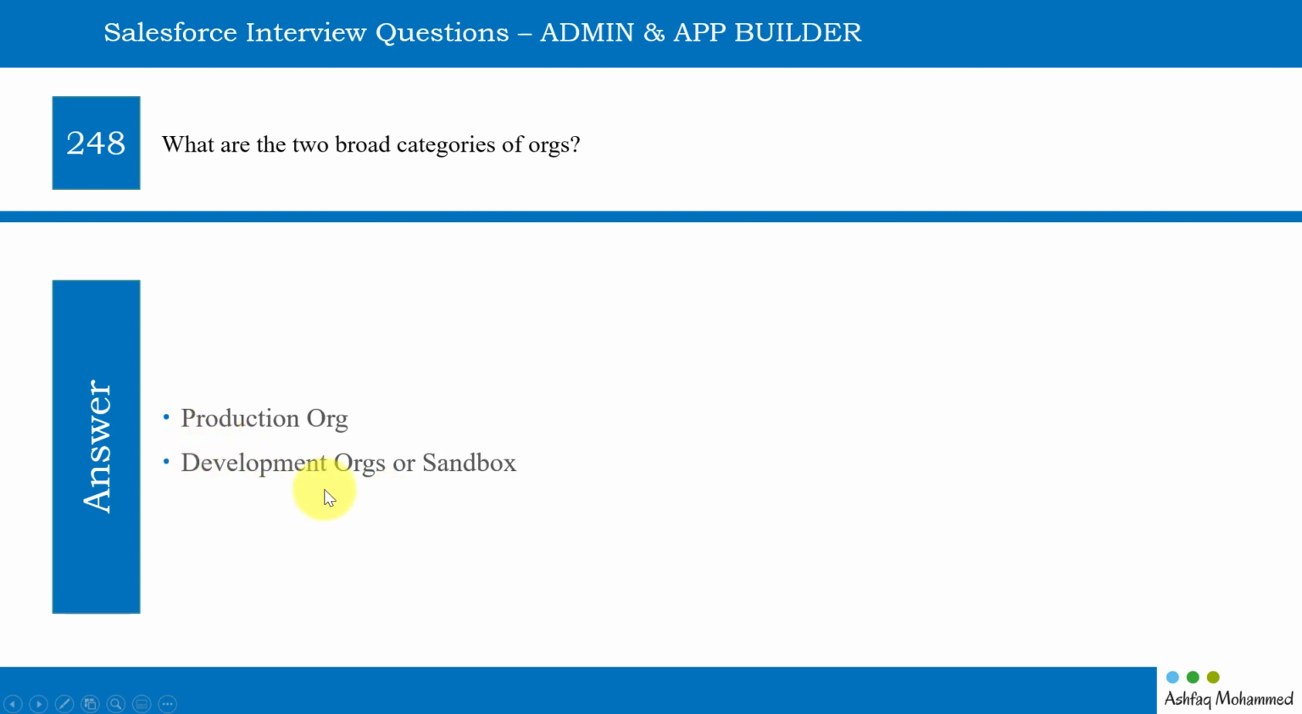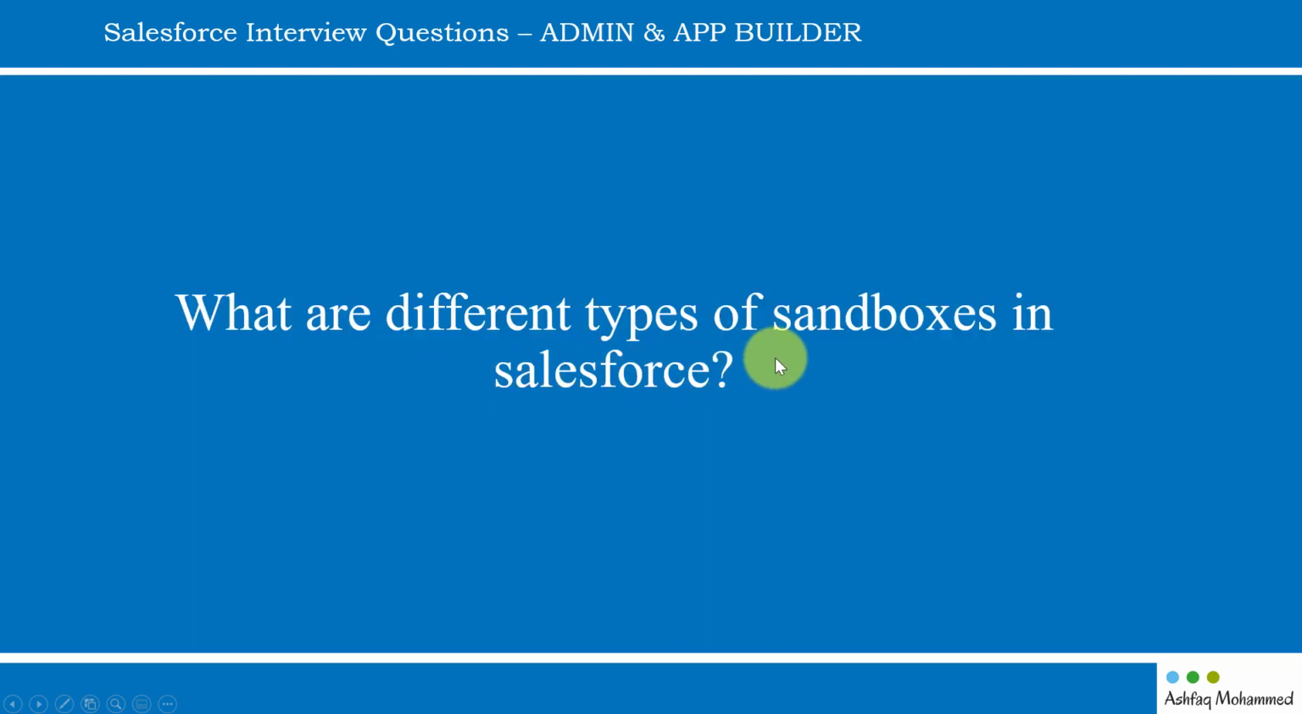So here, the development org or sandbox I have given is the one which you are currently using for training. When you create an org for practice, that is nothing but a development org. Okay, in real time, we don't use this development org. We use production orgs and we use sandboxes. Okay, we can name one sandbox as dev1 or dev2, but the actual developer org is the one which you use for practice. Okay, what are the different types of sandboxes available in Salesforce?